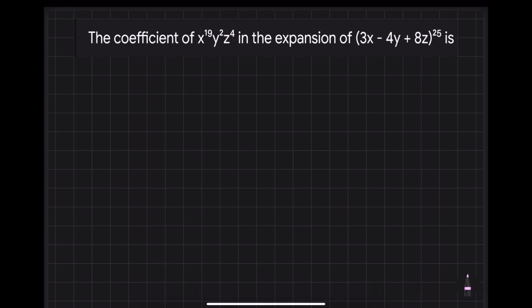So what will we write? We will write 25 factorial upon a factorial, b factorial, c factorial, then 3x power a, minus 4y power b and 8z power c.